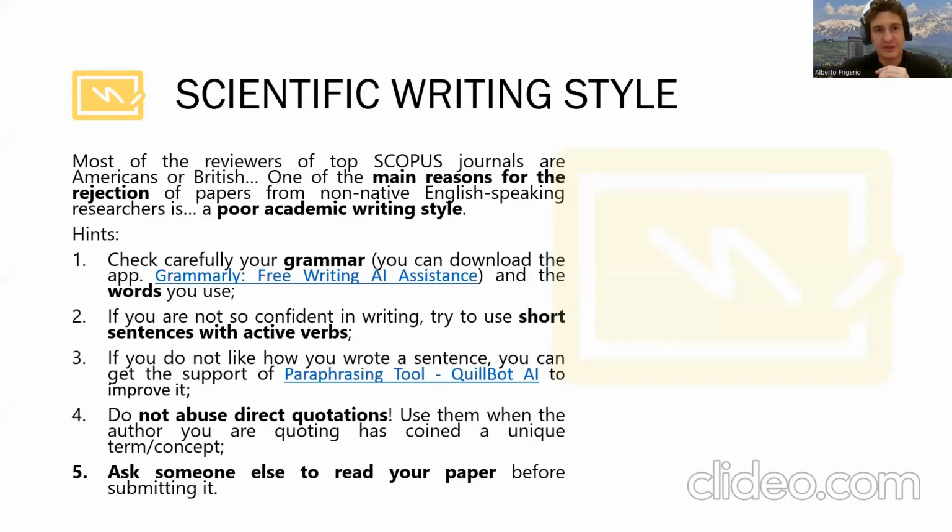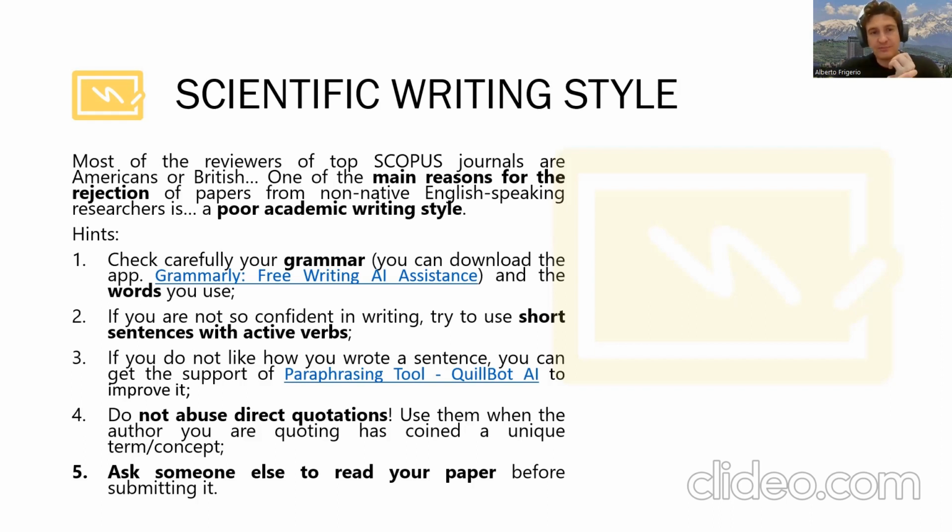And with that, we get to the last of the 5 parameters that are very important when you want to publish your article, which is the scientific writing style. Now, reason number 1 for getting a paper rejected, especially when the paper has been written by a non-native English-speaking researcher, is a poor academic writing style. Unfortunately, that's a big problem. But we can have some support nowadays.